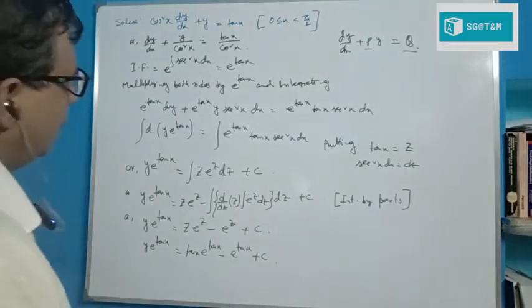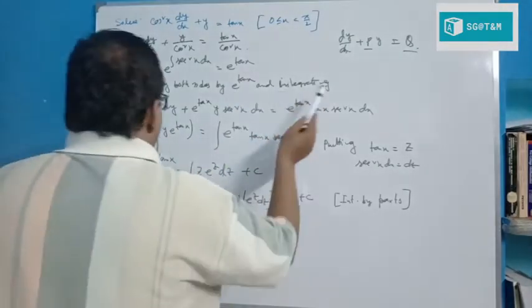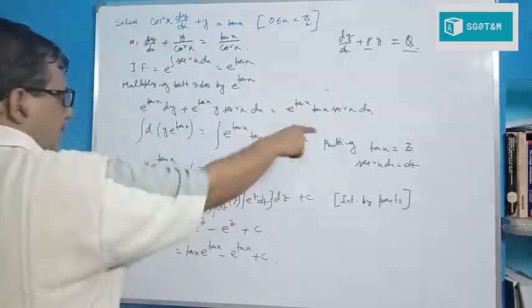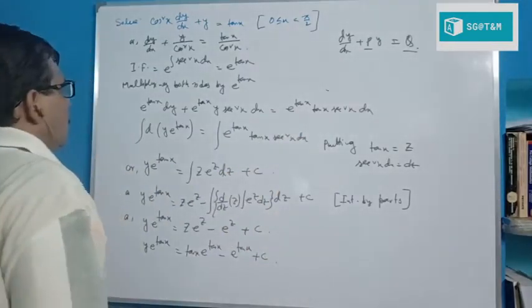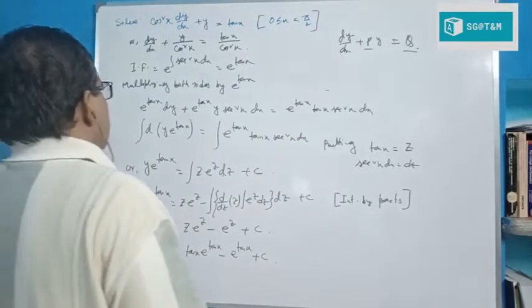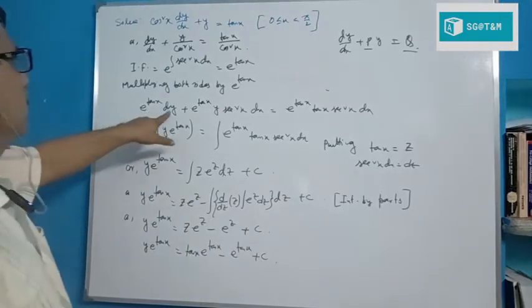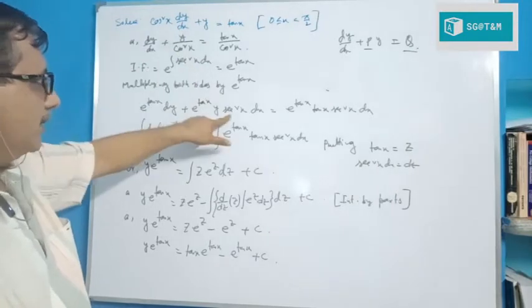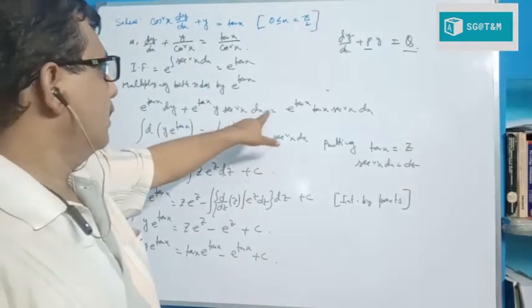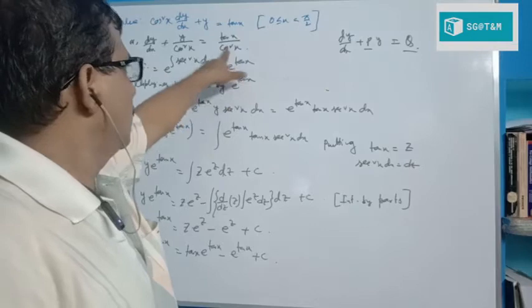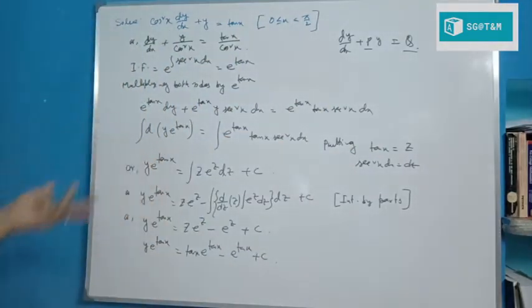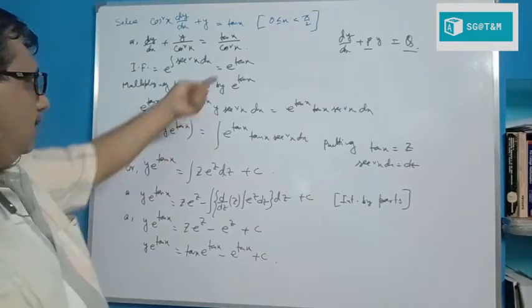Now multiplying both sides by e to the power tan x, we get e to the power tan x into dy plus e to the power tan x into y by cos square x, that is sec square x dx, and right hand side e to the power tan x into tan x into sec square x dx. So left hand side must be d of integrating factor into y, and here the integrating factor is nothing but e to the power tan x.